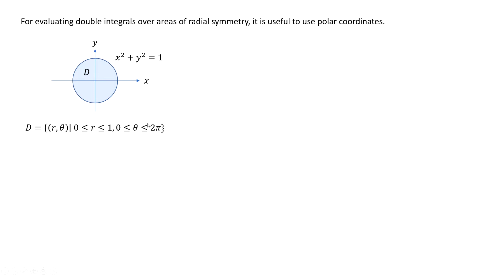And so how do we write this? When we look at this, we say D, in this case, is the set of ordered pairs (r, theta), where r lies between 0 and 1, and theta lies between 0 and 2 pi. That's because this is a full circle.